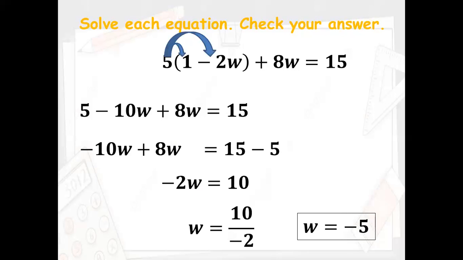W equals negative 5. If you want to check, you can replace the w with negative 5, then you can check whether you are getting 15. Let's do it mentally and orally quickly. So negative 2 multiplied by negative 5 is going to give me a positive 10, right? And again, this is going to give me a negative 40. So you will have 5 in parenthesis 1 plus 10w plus, it's going to be negative 40w. So you can solve and see whether you're getting a 15 or not. But if you have got w equals negative 5, that means you are right.